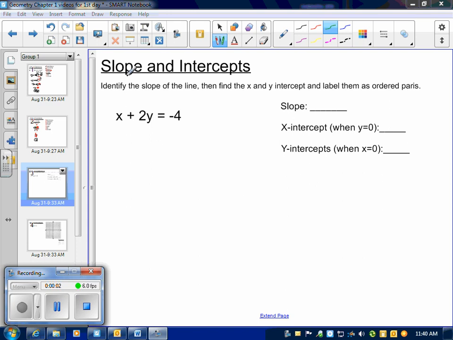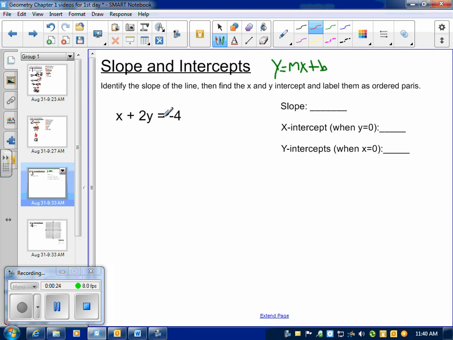In this video, we're looking at finding slope and the x and y intercept. The goal here is to identify the slope of the line. To do that, we need to get our equation in the slope-intercept form. And that, if you remember, is y equals mx plus b, where m is the slope, b is the y-intercept.